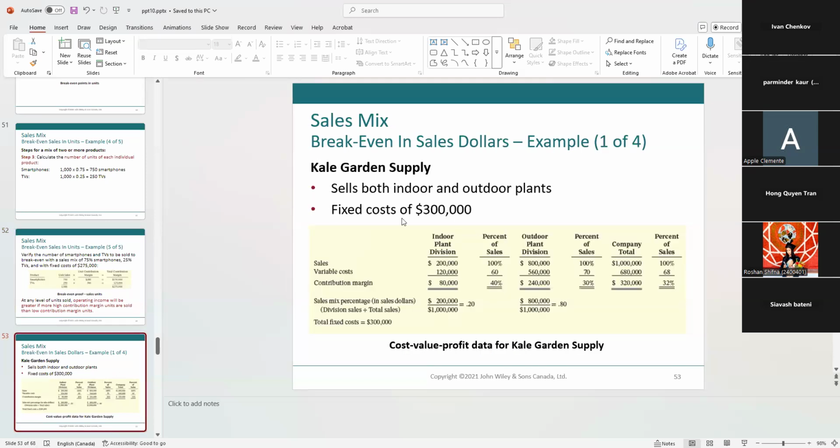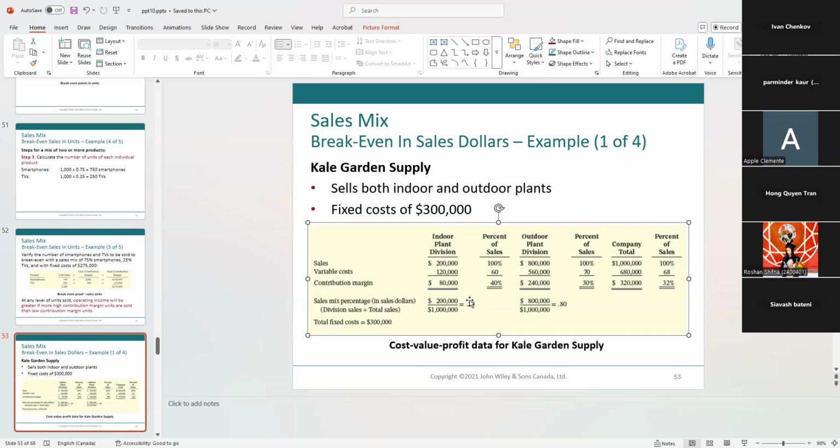Let's see if the fixed costs go to 300. So now fixed costs are $300. That's a different example. And we have the indoor plants and we have the outdoor plants. So what do we have to do? We have to get the percentages. We're going to get the percentage of the total sales. So the total sales are 1 million. What's the percentage of the indoor plants? 20% of the total sales. What's the percentage of the outdoor plants? 80% of the total sales.